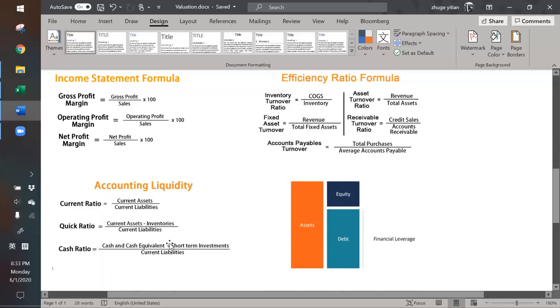Among the three, the quick ratio is the most important one. That's the current assets without inventory divided by current liabilities. We take out inventory here because companies usually don't sell inventory to pay back bills, because inventory is used to generate revenue. So they will prefer to sell accounts receivable or other short-term assets first.